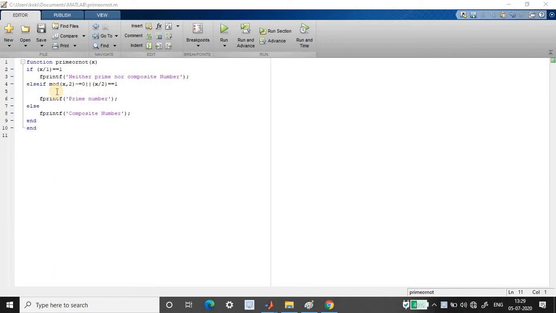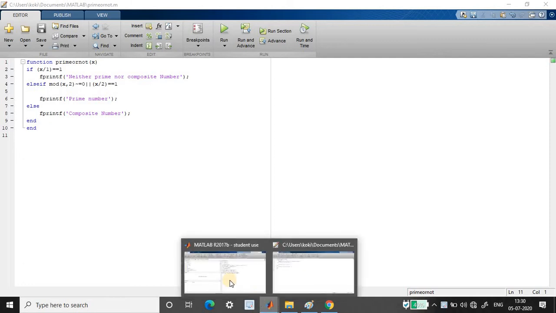And in the second part, the else-if part, I have written a condition to find whether the number is a prime number. And in the third condition part, if it is not a prime number and also not neither prime nor composite, without any condition check we can just tell that it is a composite number. Okay, so that is what this program is.